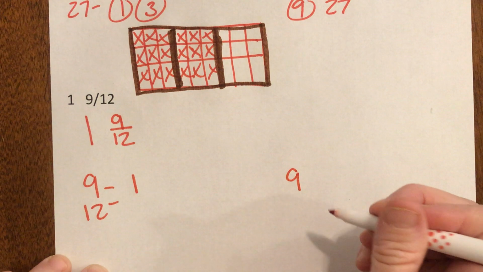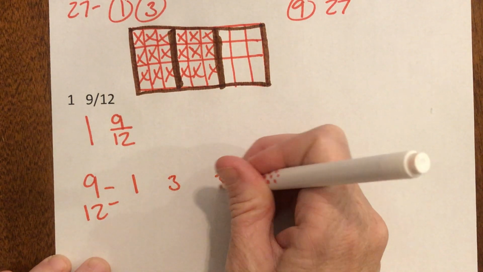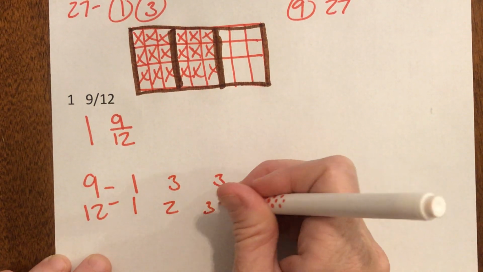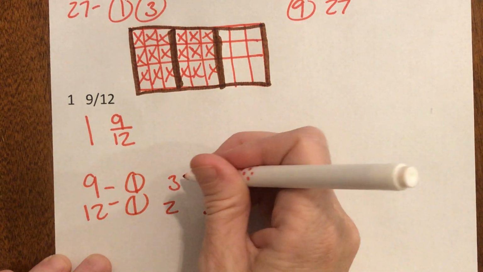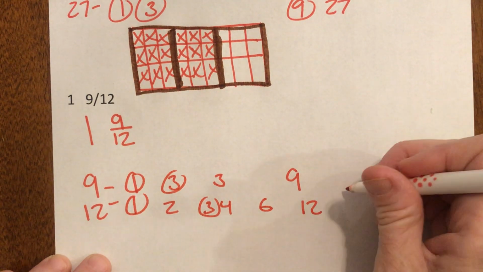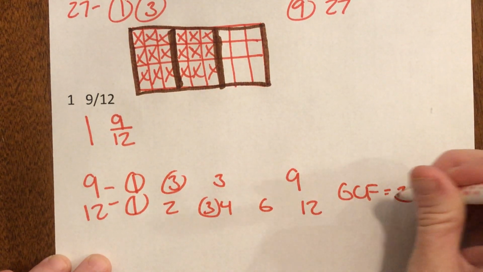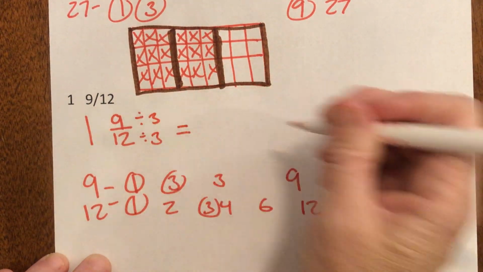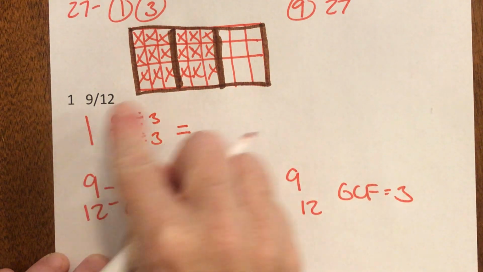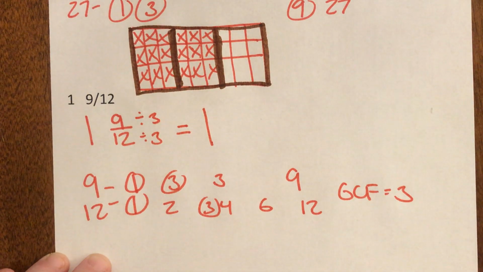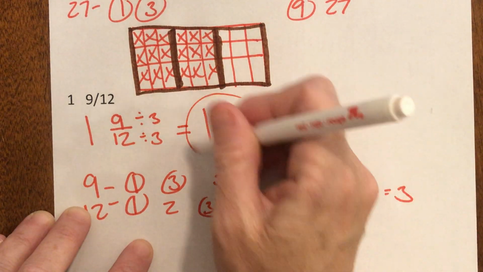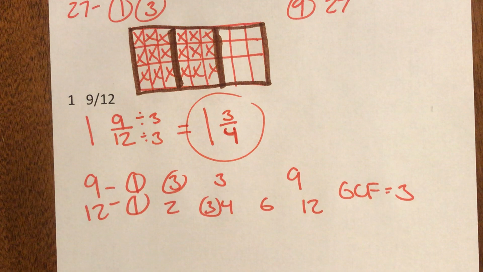1 times 9, 2 doesn't work, 3 times 3. 1 times 12, 2 times 6, 3 times 4. So it looks like my GCF is 3. So I'm going to come up here and divide by 3. And this time I get 1, because I don't do anything to my whole number, and 3/4. And that is an equivalent fraction, but it's the simpler fraction.